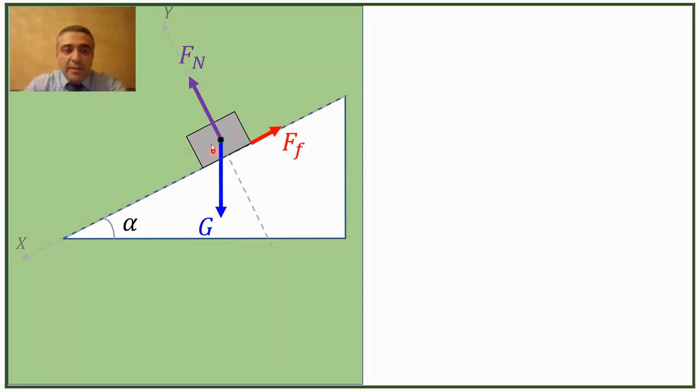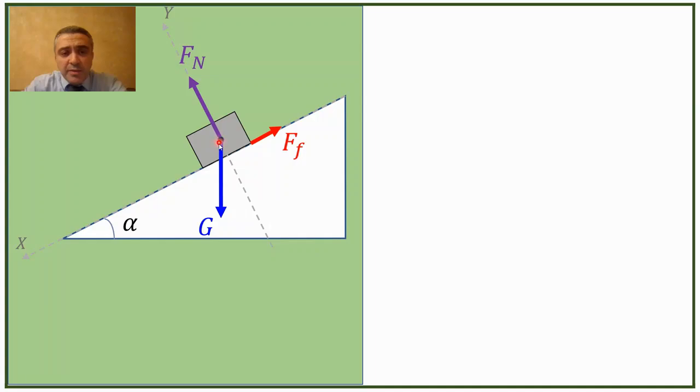acting, and the first one of them is the normal force. The normal force is always at a right angle to this surface, or perpendicular to this surface, and the friction force is always on the x-axis, and the main feature of the friction force is to oppose the object going in the downward direction.